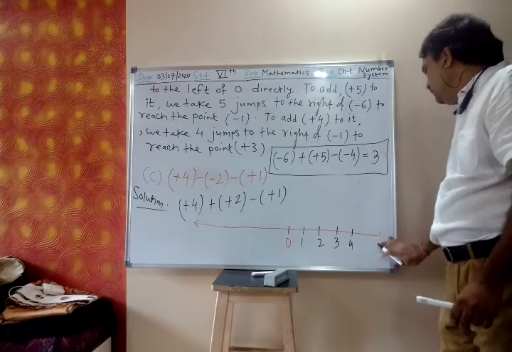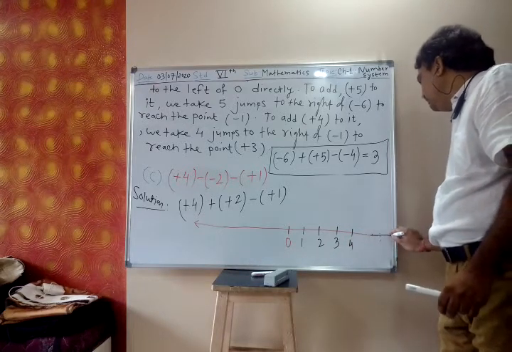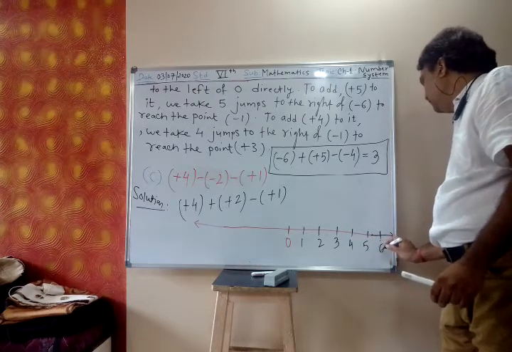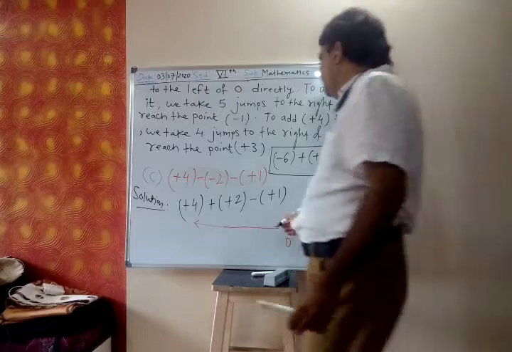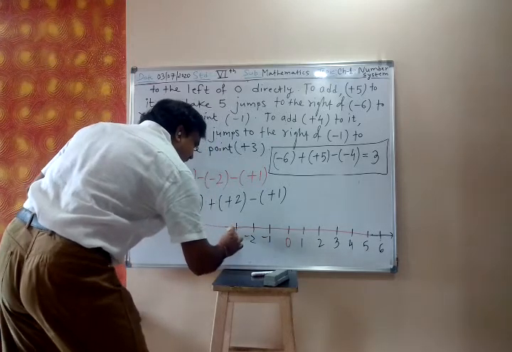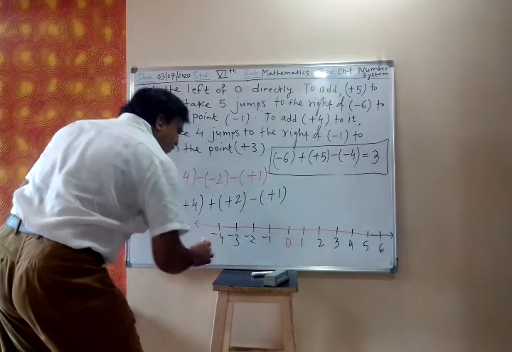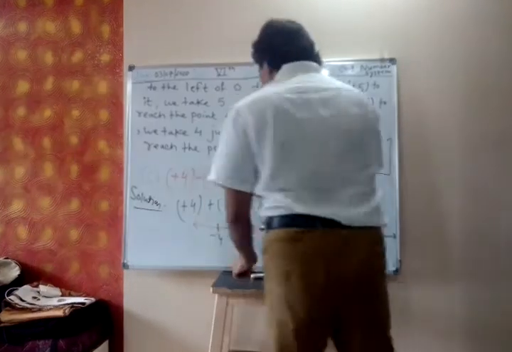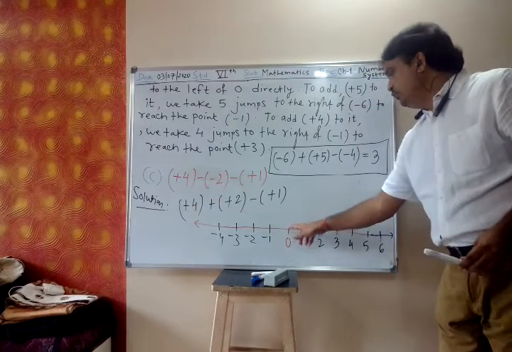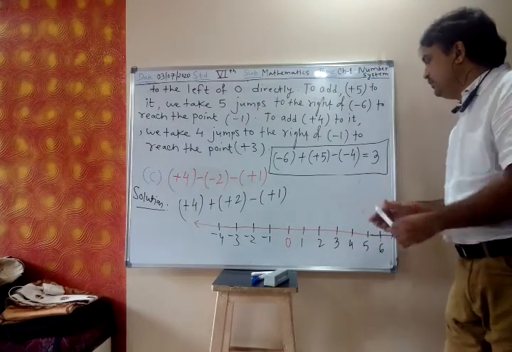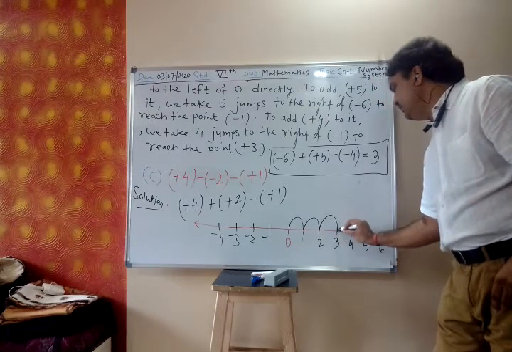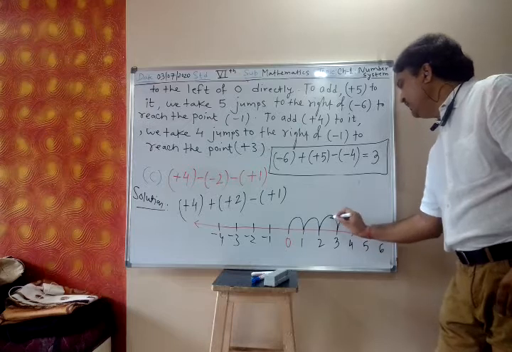This is 4. Then further also you can write 5, 6, and on this side also you can write minus 1, minus 2, minus 3, minus 4. First we represent the number plus 4 by moving 4 steps to the right of 0. So 0 to 1, 1 step, 2 step, 3 step, 4 step. So this is my number plus 4.